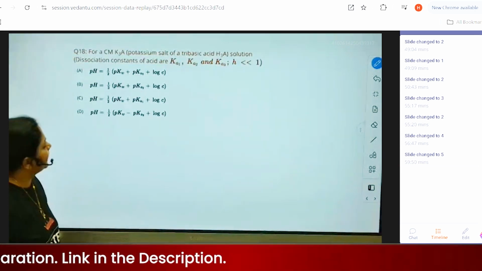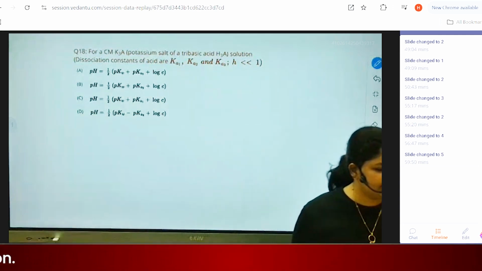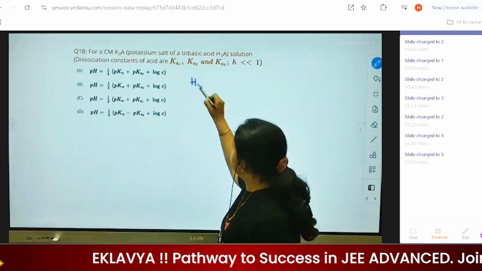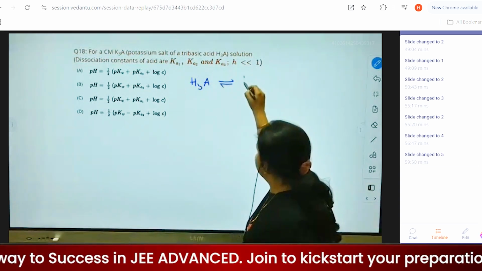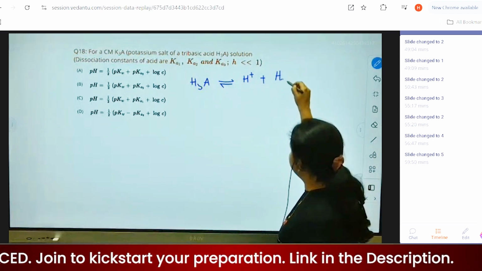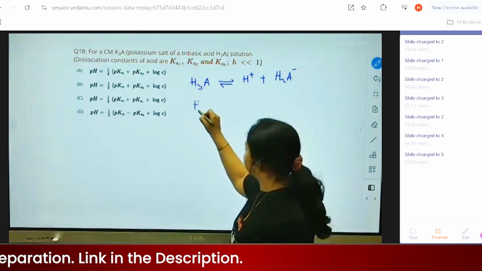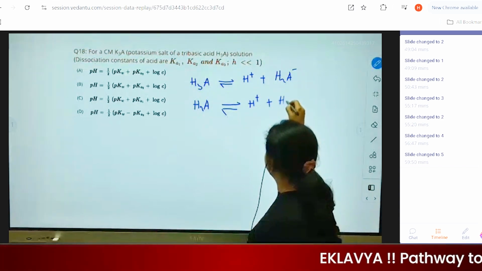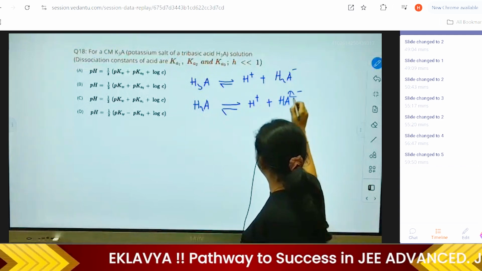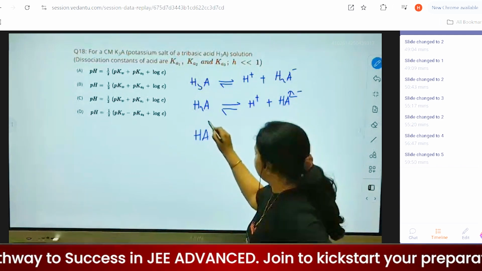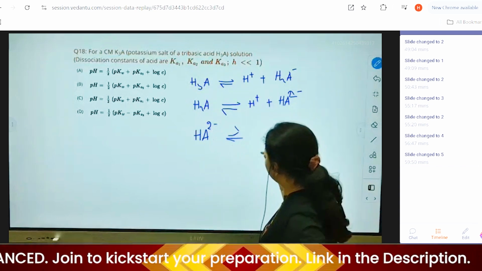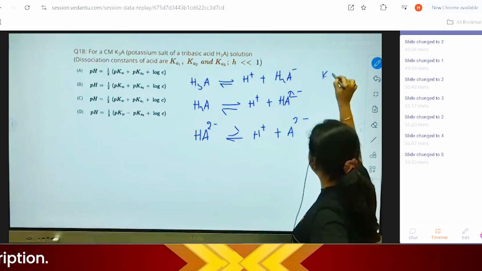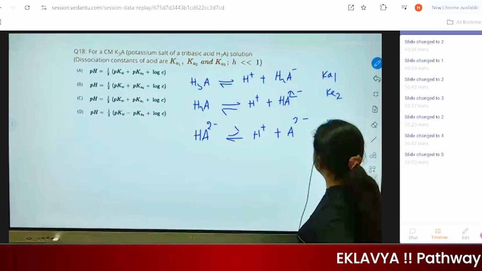So for K3A solution, K3A is a salt. It is a salt of tribasic acid H3A. So if I take H3A, this will dissociate like how? H plus and H2A minus. Then this H2A minus will dissociate like how? H plus and HA2 minus. Then HA2 minus dissociates as H plus and A3 minus. This is Ka1, this is Ka2, this is Ka3. Fine.